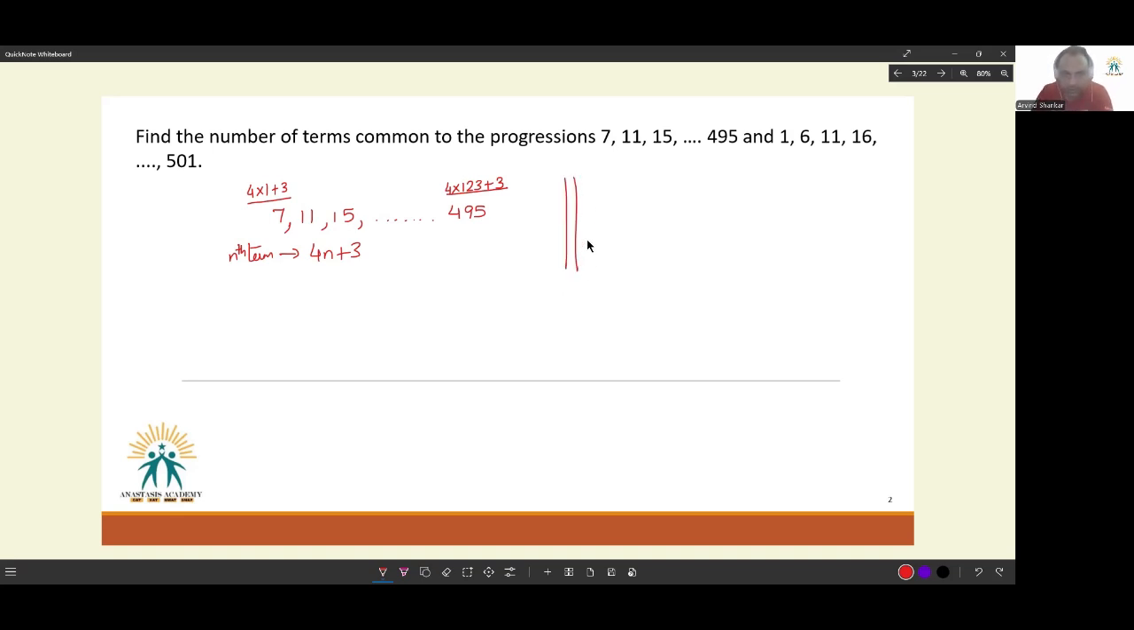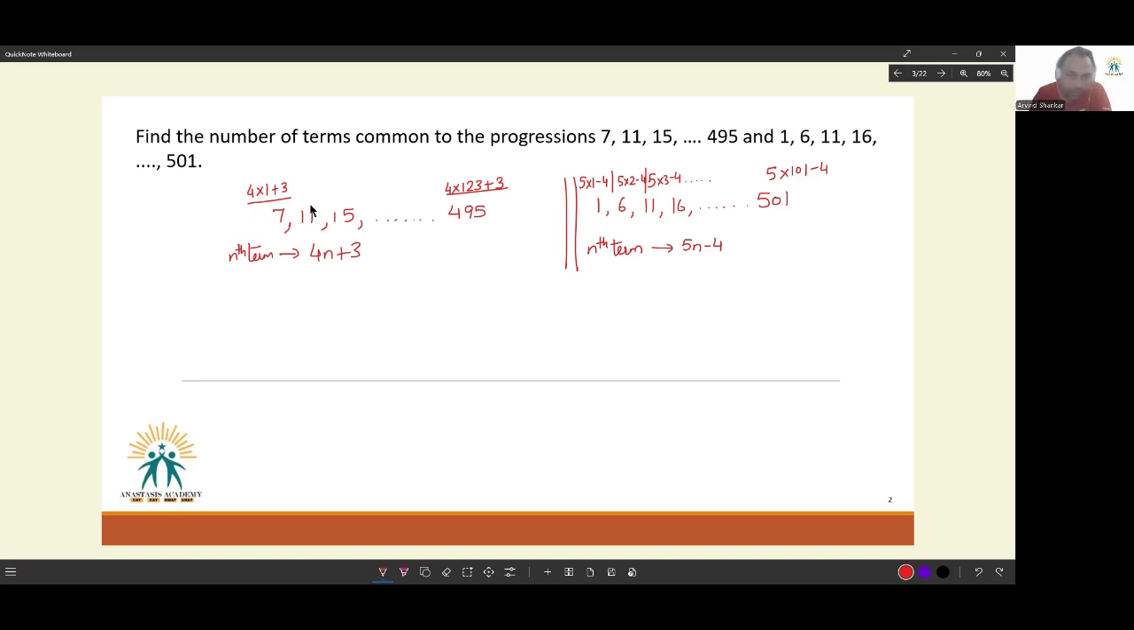Then let us look at the second series. The second series is 1, 6, 11, 16, and so on up until 501. The first term and the second term have a difference of 5. The second and third terms have a difference of 5. The third and fourth terms have a difference of 5. Everywhere you have a difference of 5, so the nth term will be given by 5n minus 4. We can write it as 5 into 1 minus 4, then 5 into 2 minus 4, 5 into 3 minus 4, and so on, up to 5 into 101 minus 4. There are 101 terms in this series. Either way is fine.